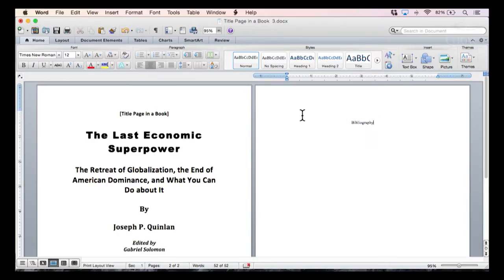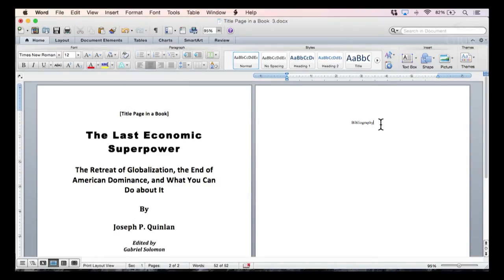Maybe he has bad eyes and he needs a different font. But unless otherwise noted, you're going to use Times New Roman. Bibliography is in 12 point, and that is the correct size to use for your font. You want to use 12 point.